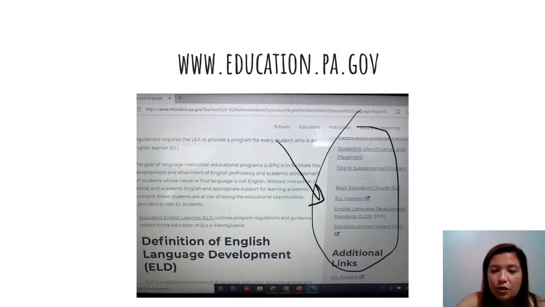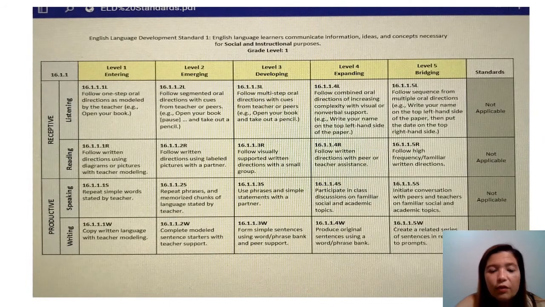So if you just go to this Education PA website, you can click on the English language learners, and over here on the right hand side, you can see the English language development standards. If you click on that, they will have all the different standards for each individual grade. Quick overview on what this looks like.